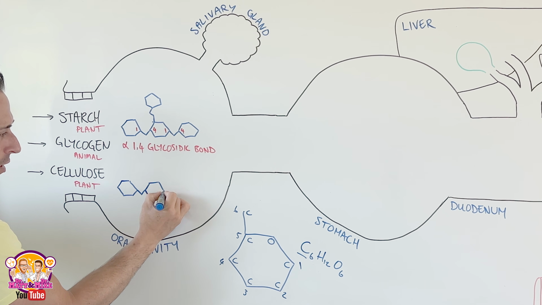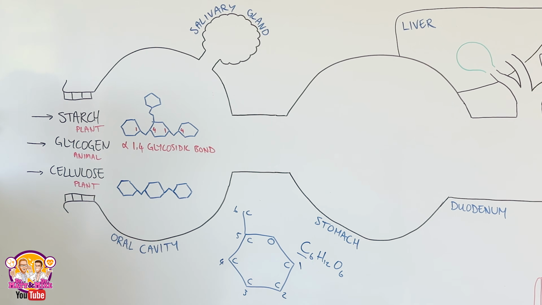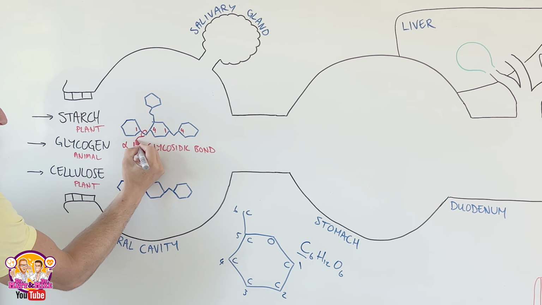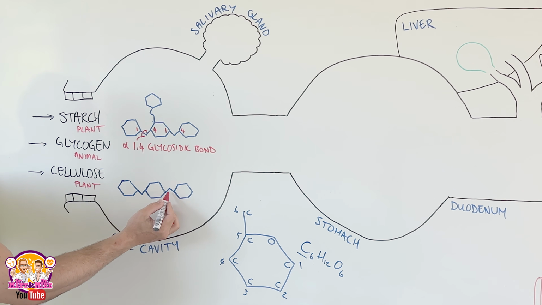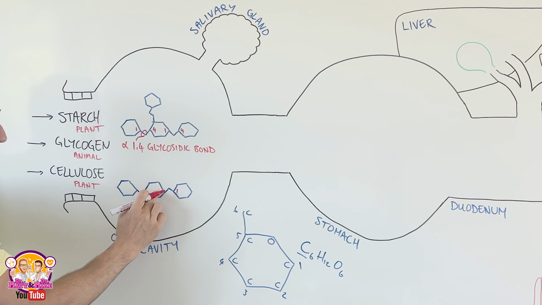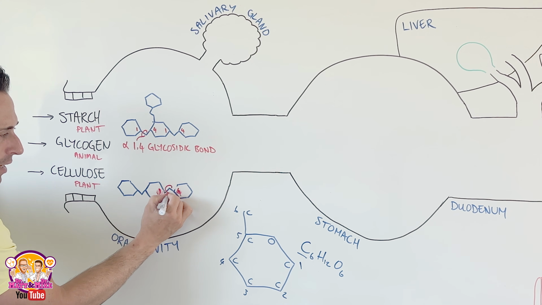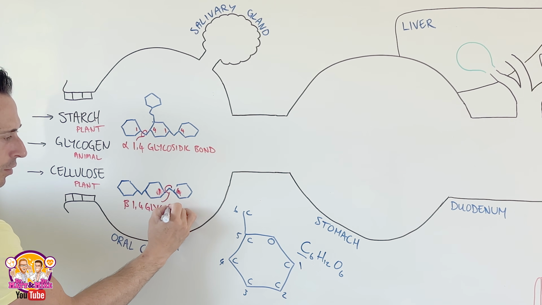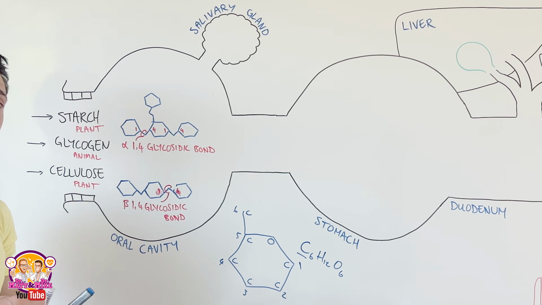Okay, that's looking pretty much the same at the moment, but then what you see is the bonds start to slightly change. See how this bond here is the alpha 1 to 4 glycosidic bond, but this one is in a different configuration. It's still a 1 to 4 glycosidic bond, but it is what we call a beta 1 to 4 glycosidic bond. And you might be thinking, I don't care why you're telling me this. I'll tell you exactly why.